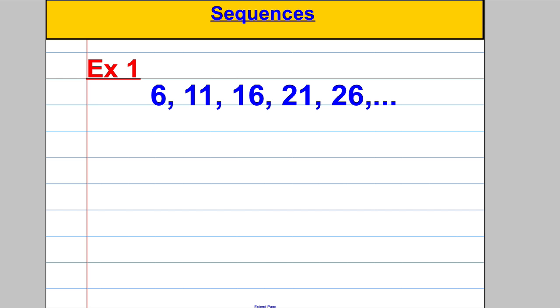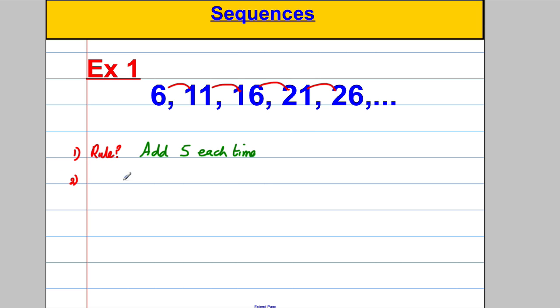Okay, so I'm going to show you all the types of questions that could come up by way of an example. So imagine we had the following sequence: 6, 11, 16, 21, 26. The first thing that you could be asked is, what's the rule of the sequence? Okay, and you can see that each time you're adding 5. Okay, so the rule would be add 5 each time. Okay, simple as that.